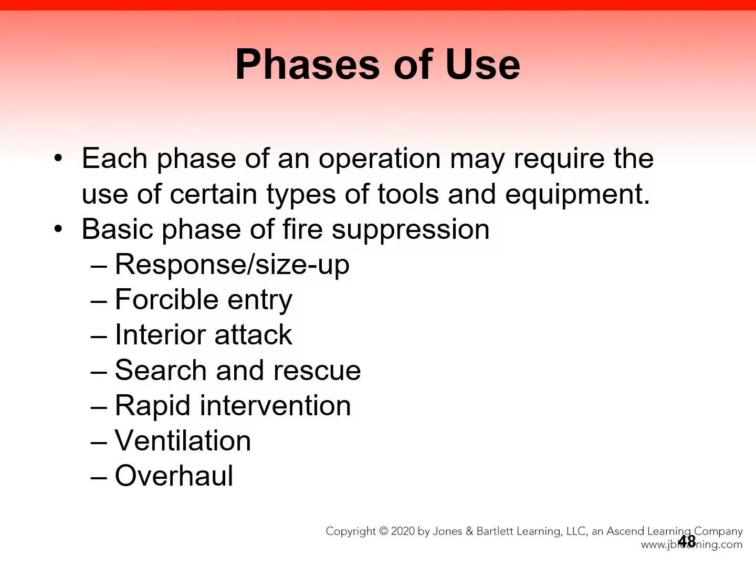4, search and rescue. As its name suggests, this phase involves a search for any victims trapped by the fire and their rescue from the building. 5 is rapid intervention. A rapid intervention company or crew, also referred to as a RIC team, is a team of fully equipped personnel that is designated to provide immediate assistance to injured or trapped firefighters. 6 is ventilation. This step involves changing air within a compartment by natural or mechanical means. Finally, number 7 is overhaul. The final phase is to ensure that all hidden fires are extinguished after the main fire has been suppressed.